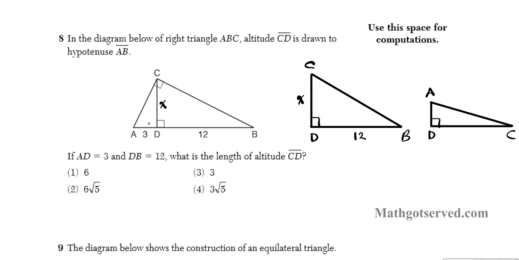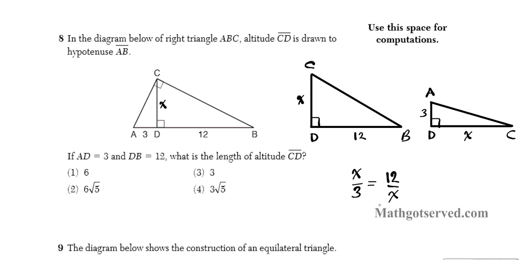For triangle CDA, I just took this triangle and rotated it right here. We know that AD is 3, and this CD right here is exactly the same as this CD, which is x, okay? So we have two similar triangles, and we know corresponding sides are in proportion. So we can set up a ratio here and solve for x, okay? We know CD corresponds to AD, and DB corresponds to BC, so we can say x over 3, this side over this side, equals 12 over x. If we solve that for x, that will tell us what CD measures.